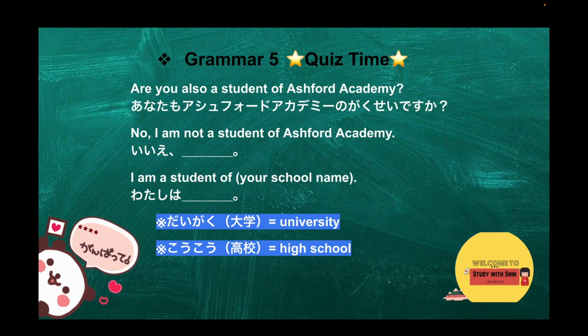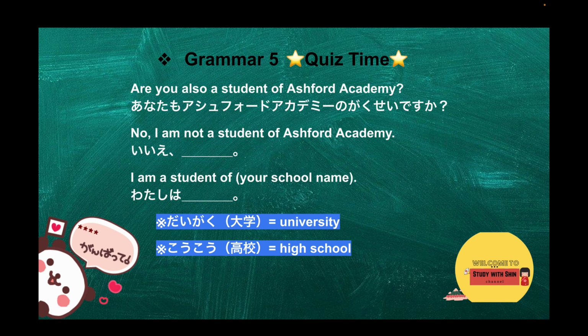So in order to say your school name, for example, if you're a student from Tokyo University, you say the school name plus university. So, Tokyo Daigaku. This is just an example, right?